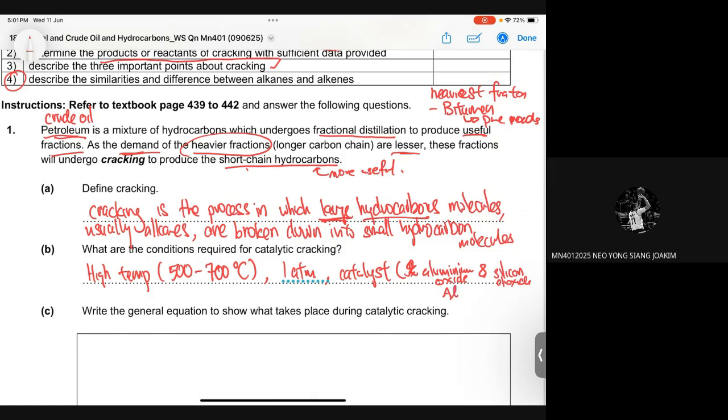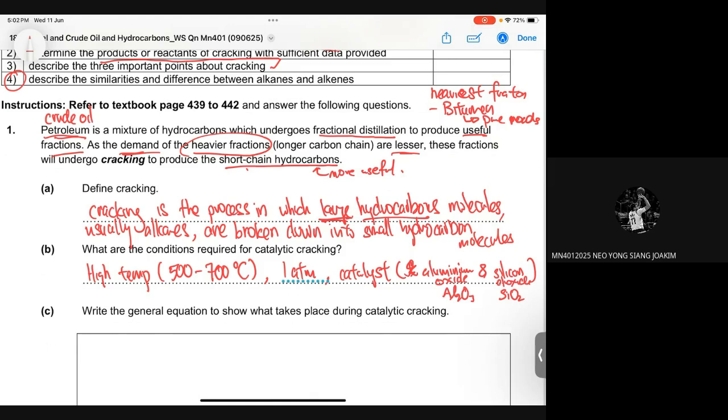So it's a mixture of Al2O3 and SiO2. In organic chemistry, there are a lot of conditions to take note of, because without the correct conditions, the reactions will not occur. So that's why the conditions become important. Okay, next part. Cracking helps to produce the more useful fraction.